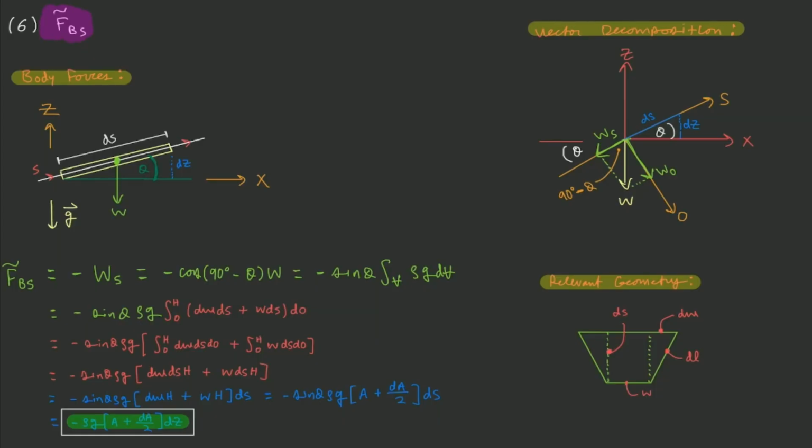So with that being said, we have that negative WS is equal to negative cosine of (90 degrees minus theta) times W, which is equal to negative sine of theta, through a trig identity, times W, which is the integral over the volume of rho g dV. We simplify this integral, and we see that F tilde BS is equal to negative rho g times the quantity (A plus dA over 2) times dz.